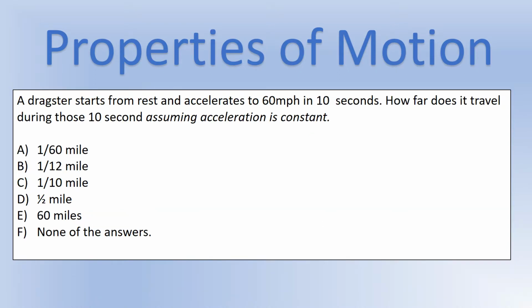Okay, so let's have a look at a different scenario. We've got a dragster, a car designed for going at very fast speeds in straight lines, and they usually use a parachute to slow down. It's accelerating to 60 miles per hour from rest, or 0, in 10 seconds. How far does it travel during those 10 seconds, assuming acceleration is constant? So again, I'd like you to have a go at solving this question, and then we'll go through it in a second.